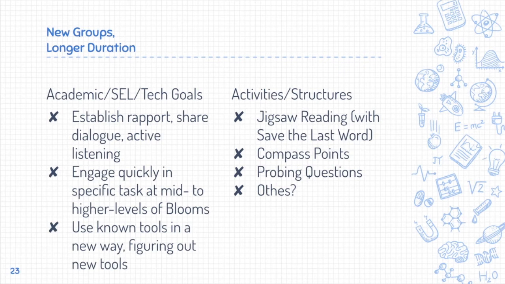And then person B gets the last word, and then person C gets to share, and it goes around the group. So you could do something like a Save the Last Word, and you could have them working around a shared technological resource, which is what we'll look at here in just a moment with Google Slides.